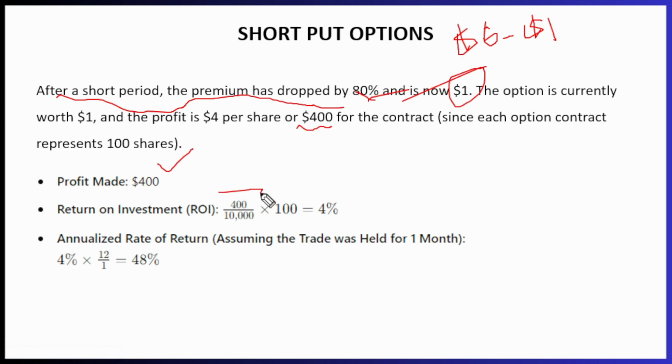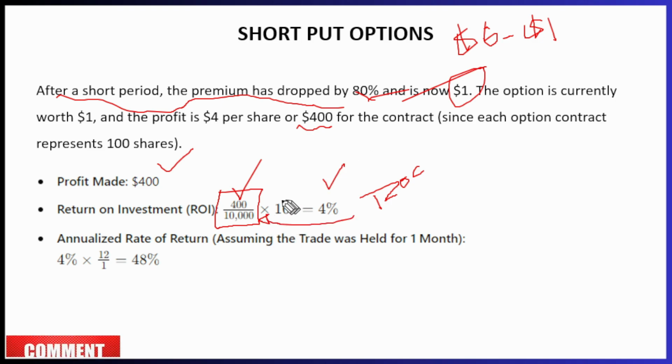So if we have to pay $10,000 to buy the shares and we made $400, how much have we made? 4%. This is our rate on capital. But don't forget, this is the rate on capital on the money required for a cash secured put. But if you use margin like I do, for example, margin in this case will be roughly 20%. So this trade will require me to have roughly $2,000 as buying power.